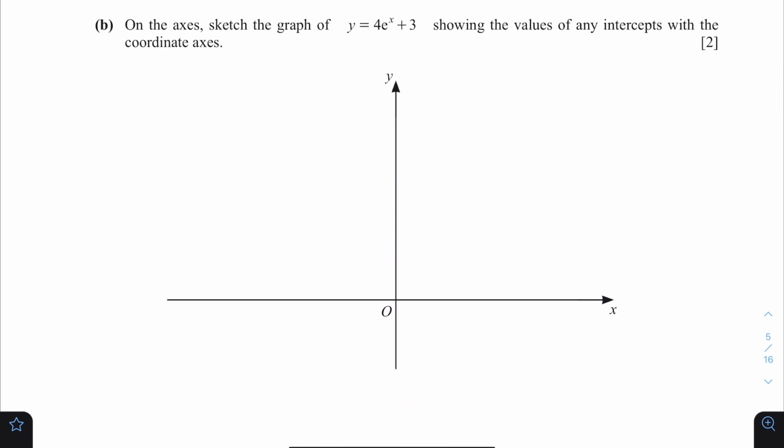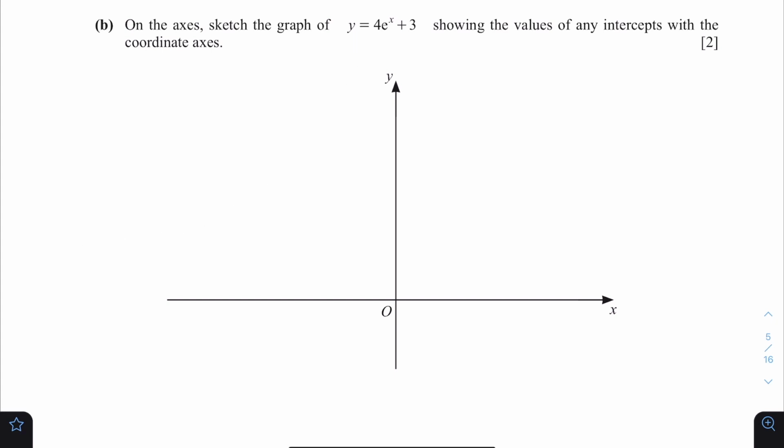On the axes, sketch the graph of y equals 4e to the power of x plus 3, showing the values of any intercepts with the coordinate axes. All right, so this question over here requires us to be able to use our knowledge of graph shapes. So actually e to the power of x looks something like this.